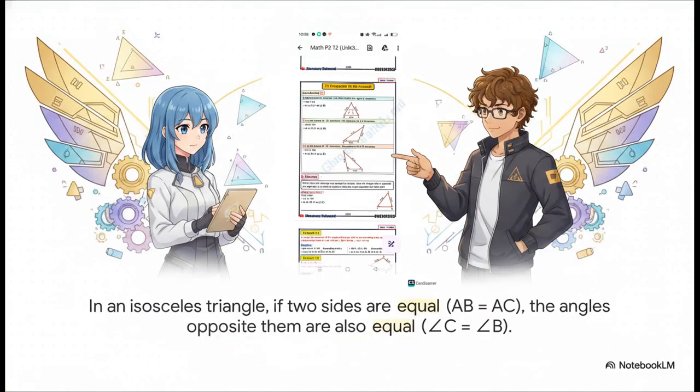See, an isosceles triangle is all about balance. If you've got two sides that are exactly the same length, then the angles sitting directly across from them are also going to be perfectly equal. This is our foundation, or rule number one. Equal sides mean equal opposite angles. Now lock that in, because we're about to start breaking that perfect balance.